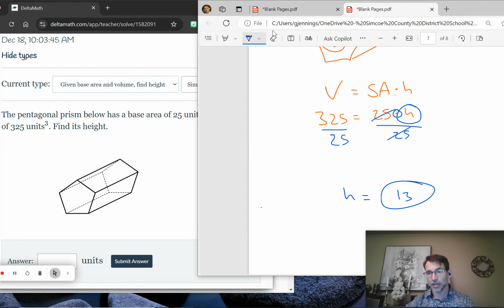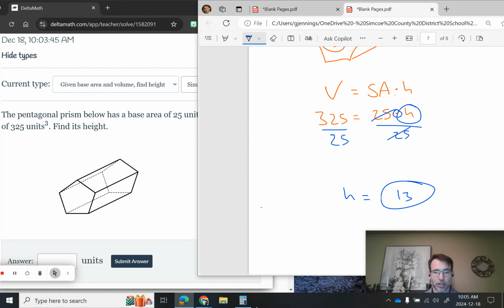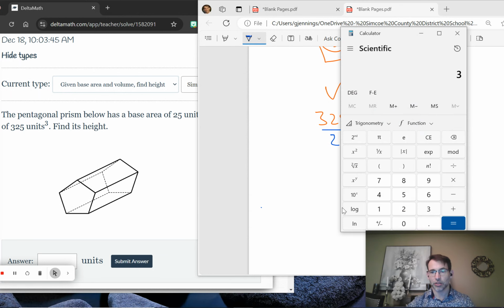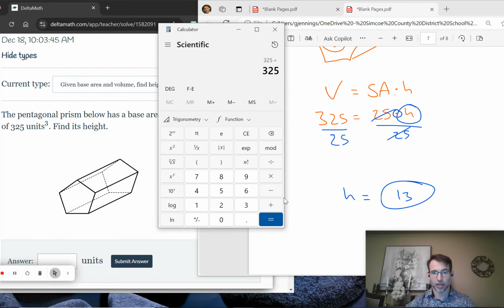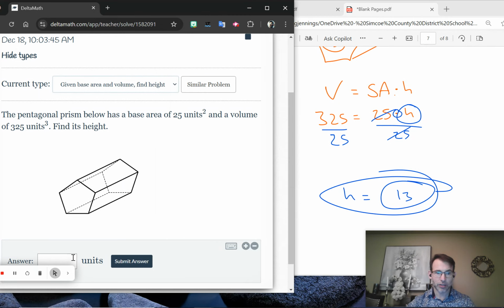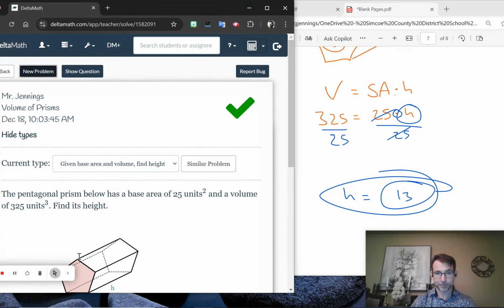We are left with height isolated over there, and then your calculator comes in handy here because you type in what's on your whiteboard. 325 divided by 25 equals 13. There you go. And it's 13 units. That's how this one's done. Okay.